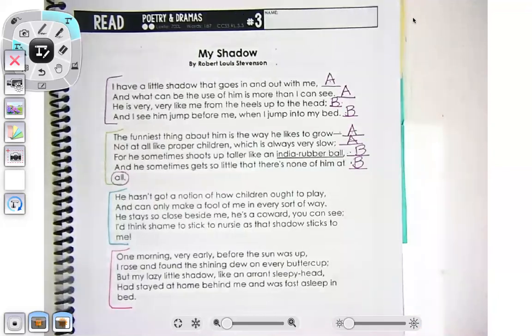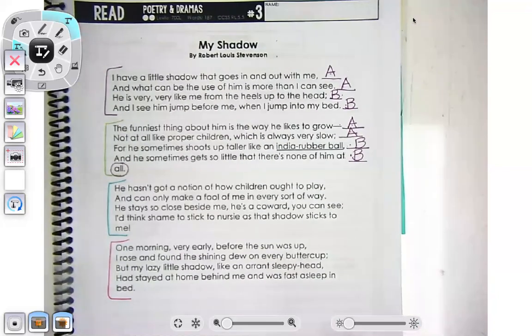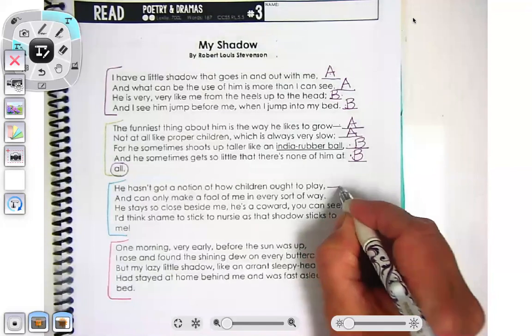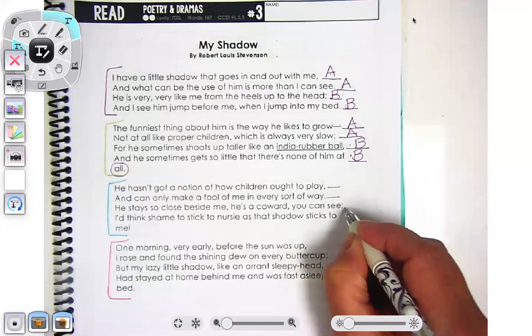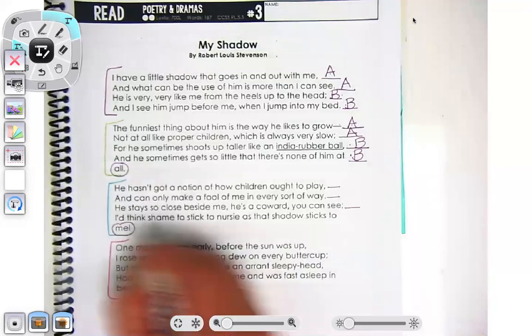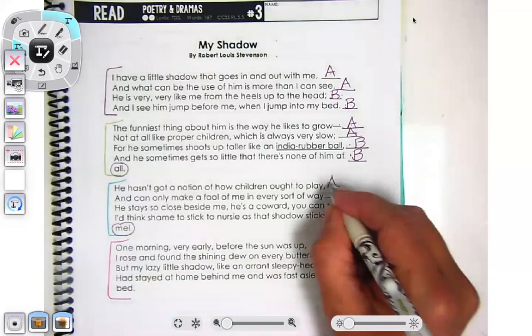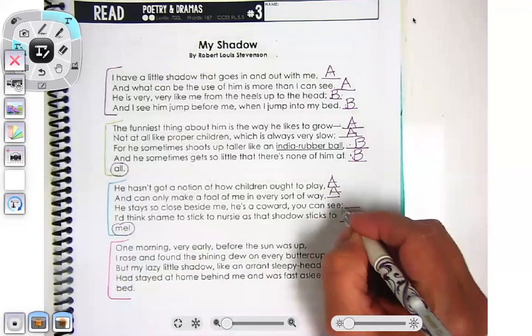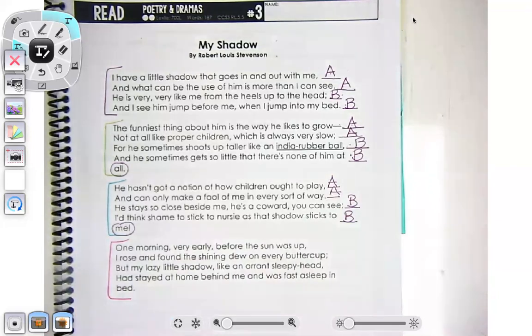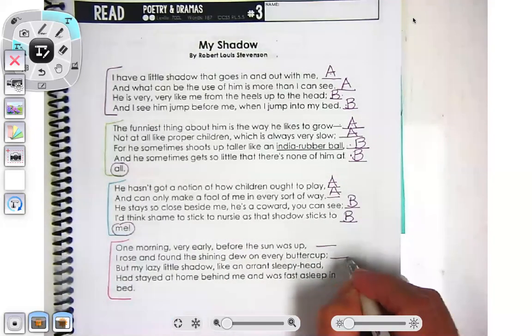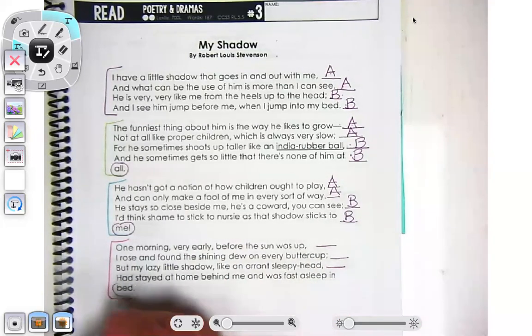Let's go to the next stanza and see if we see that same rhyming scheme going on. Play, weigh, see, me. So A, and then C and me are two different ones. So we have the A, B, B pattern going on. The next stanza, we have up, buttercup, head, and bed.